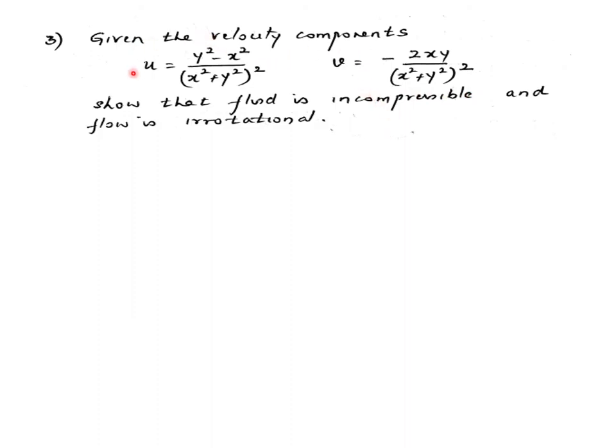Now take the velocity component u and differentiate with respect to x, and take the component v and differentiate with respect to y, and put the sum equal to 0. If you get 0, then the fluid is incompressible. Then, to show that the flow is irrotational, the rotational component has to be 0. So omega z should be equal to 0.